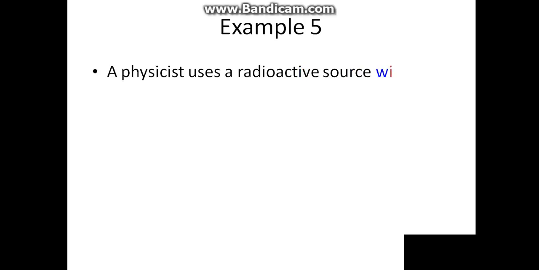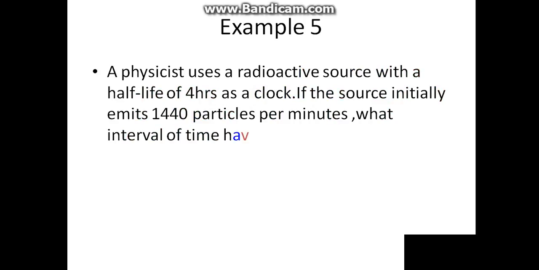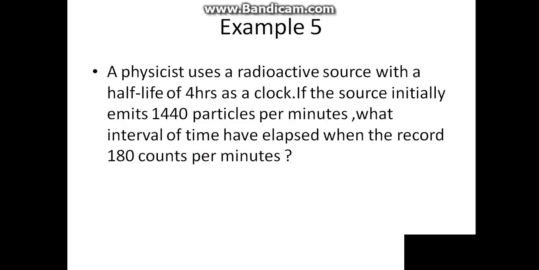Example 5. A physicist uses a radioactive source with a half-life of 4 hours as a clock. If the source initially emits 1,440 particles per minute, what interval of time has elapsed when the record is 180 counts per minute?